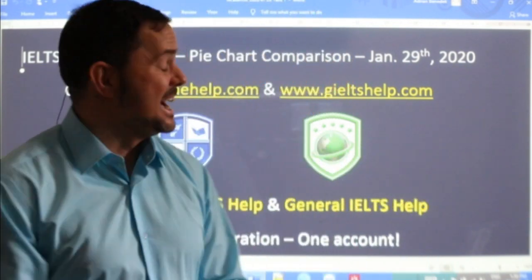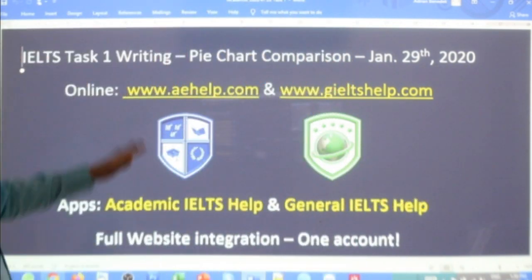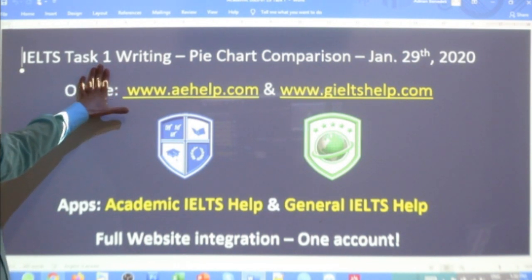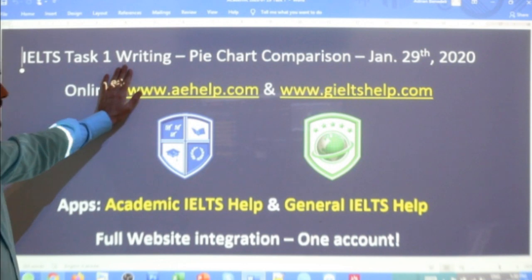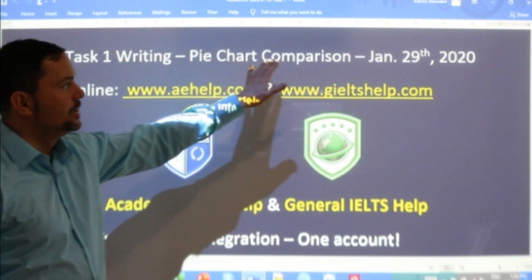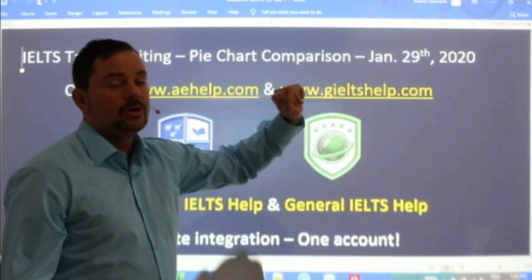In this class, we are looking at Task 1 writing of the academic version of the IELTS exam. Specifically, we're going to look at some pie chart comparison type question.